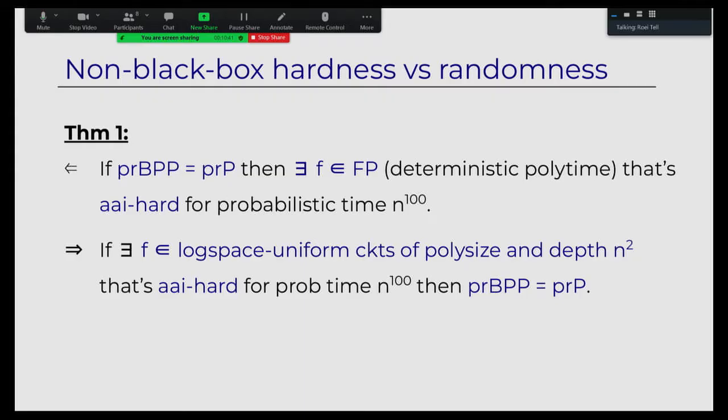If it's hard on almost all inputs, in the sense that every probabilistic algorithm running in this time fails on 100% of inputs, starting from some length forward, that's the conclusion. There exists such a function. The other direction is that if there exists such a function that's hard on 100% of inputs for fixed probabilistic polytime, and this function is computable in fixed polynomial time, say n squared, then we have that promise BPP equals promise P.